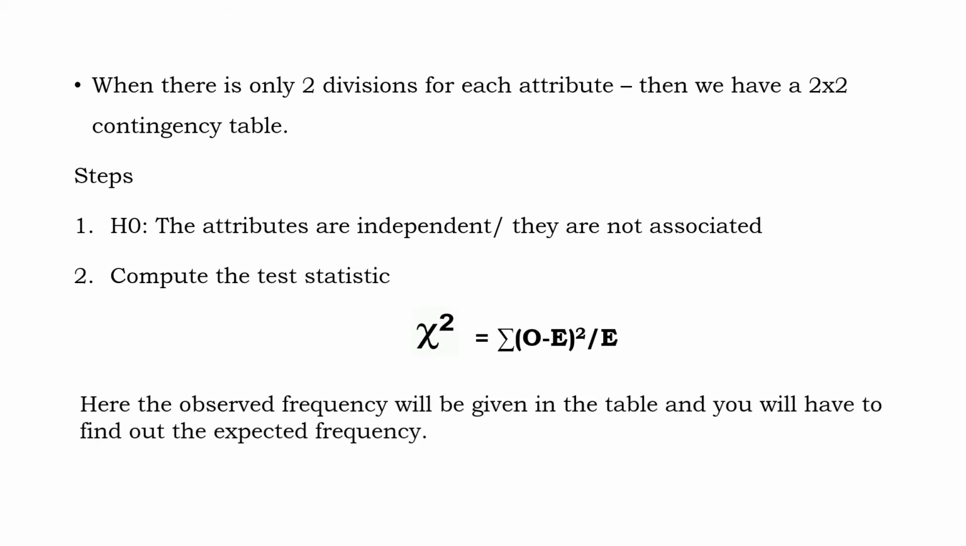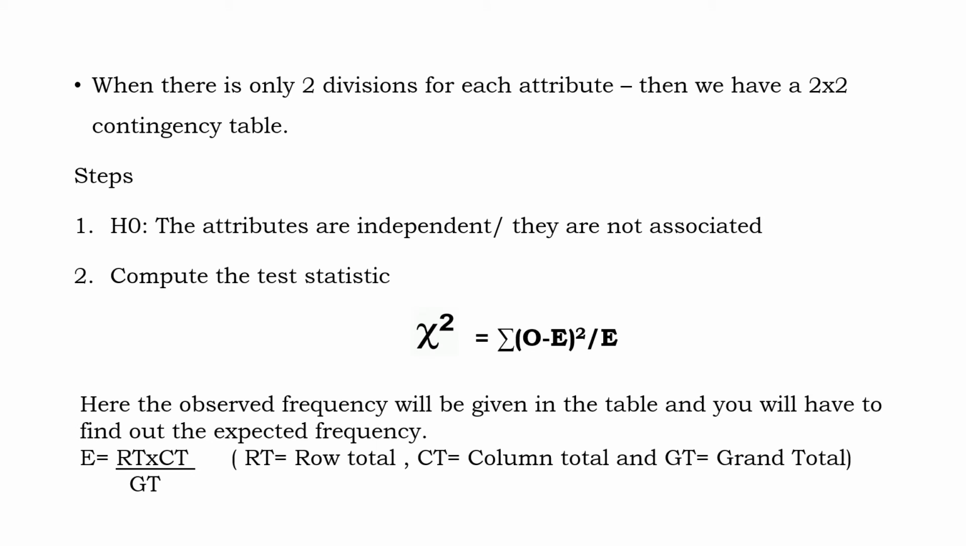The observed frequency will be given in your contingency table, but you will have to find out the expected frequency. The expected frequency can be calculated by the following formula, that is row total into column total by grand total. You can find out the expected frequency of each cell in the contingency table by multiplying the row total into column total, which should be divided by the grand total. Clear?